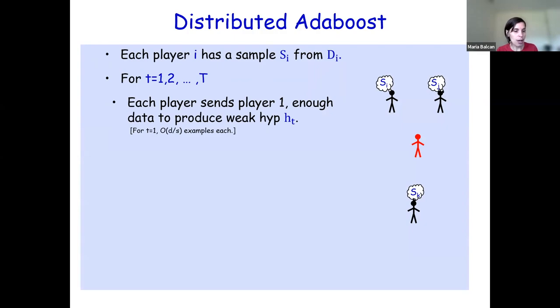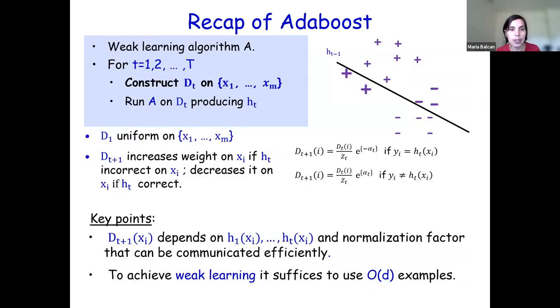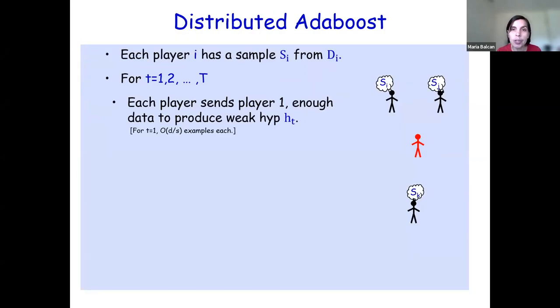Now I'm ready to describe how we can use these two key observations about AdaBoost. The first observation is that the weight the distribution D_{t+1} places on any example x_i depends entirely on how the previous weak learners h_1, h_2, ..., h_t behaved on x_i, and also just on a normalization factor that can be communicated efficiently. The second key observation is that to achieve weak learning, order of these samples are sufficient. With this, I can describe how we can do a distributed implementation of AdaBoost that leads to good communication complexity.